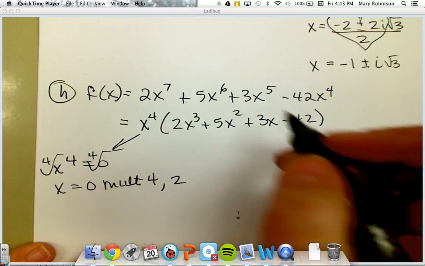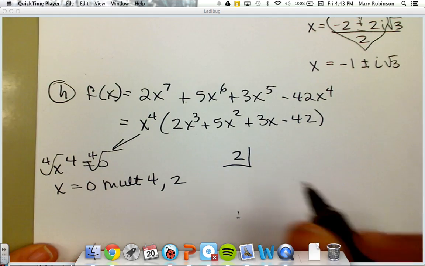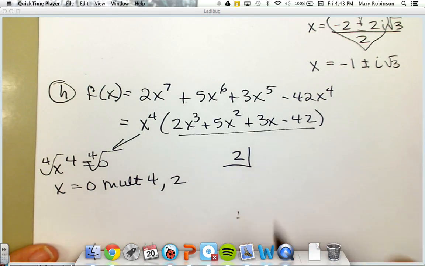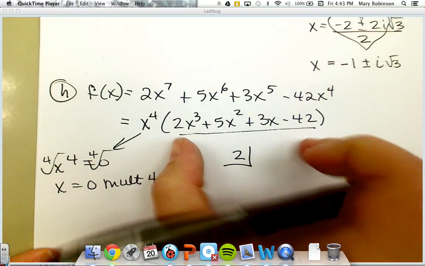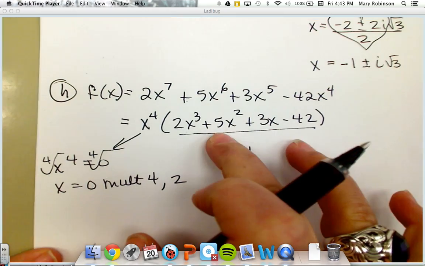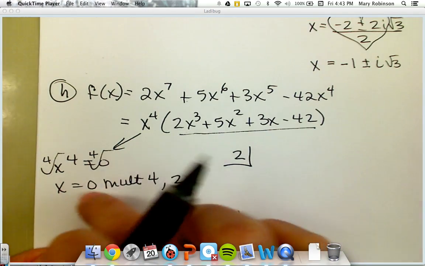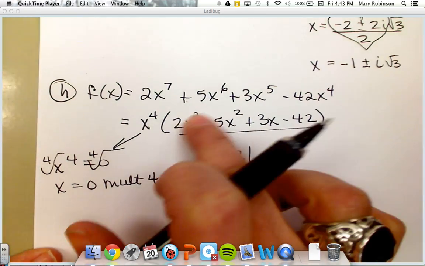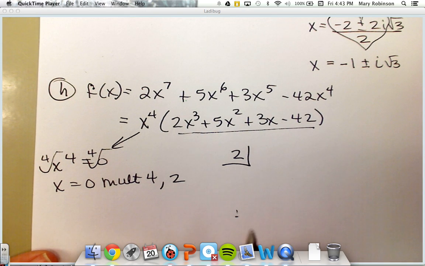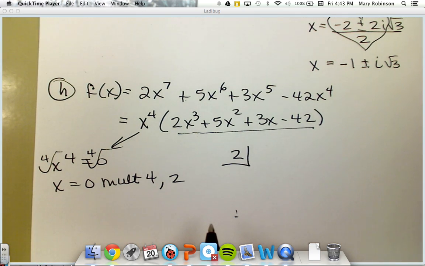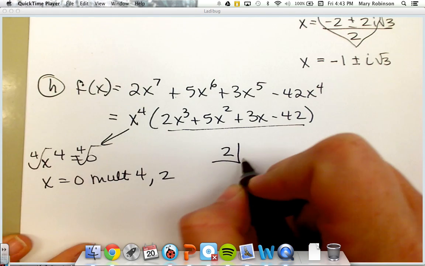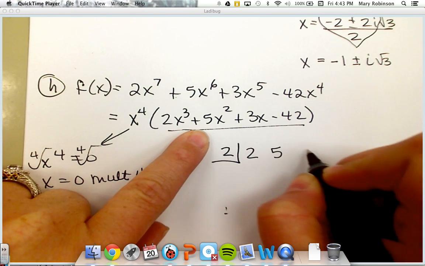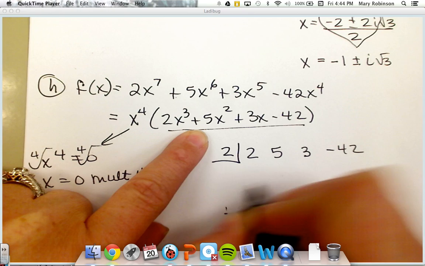So what I'm going to do is take this 2, and I'm going to do division, but of only this cubic polynomial factor. I wouldn't want to do this to the x to the fourth because we can already establish what the zeros of that factor are. We want to find the zeros of this cubic factor. What we'll do now is divide using these coefficients, 2, 5, 3, and negative 42.